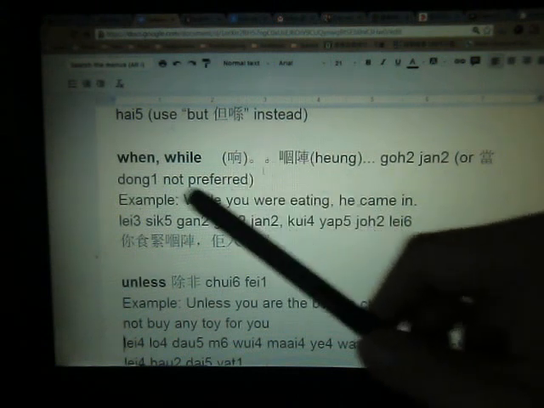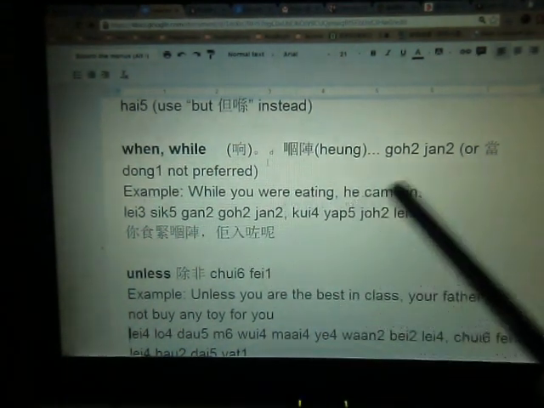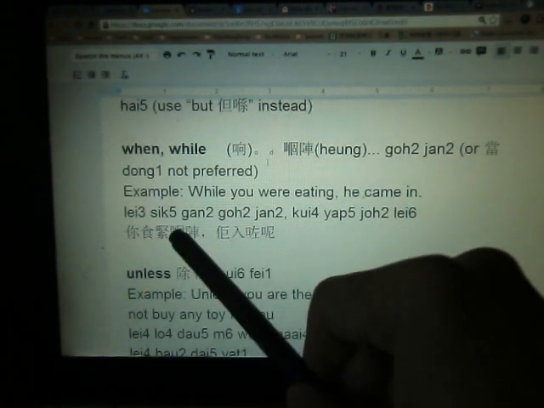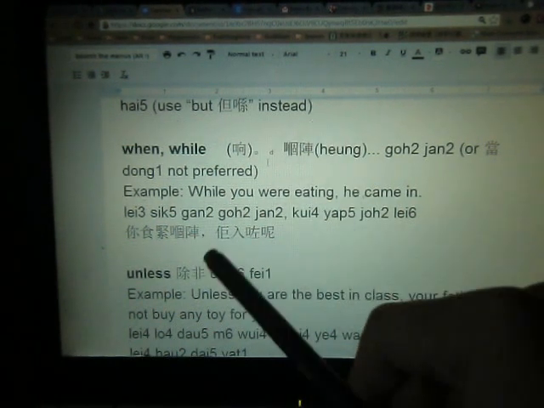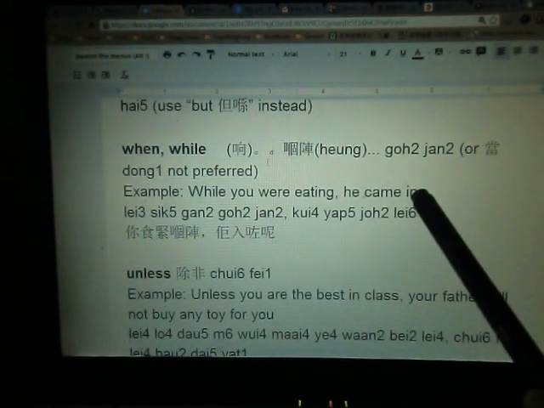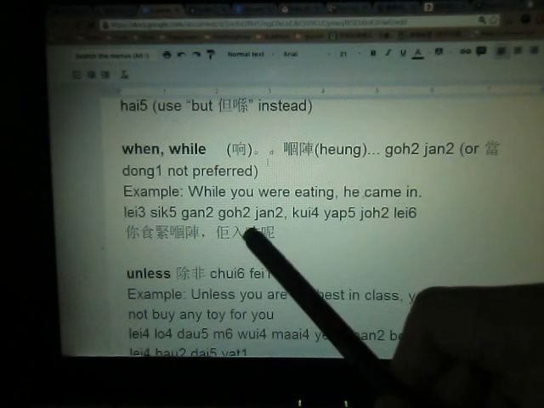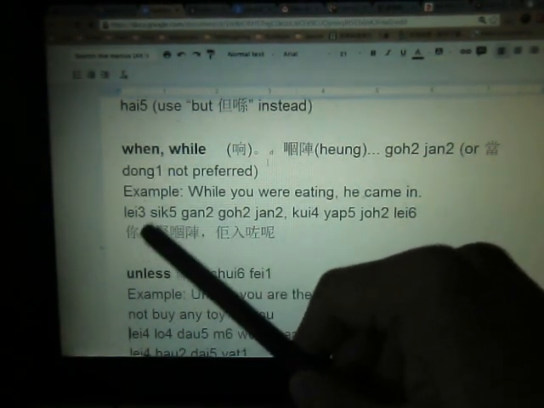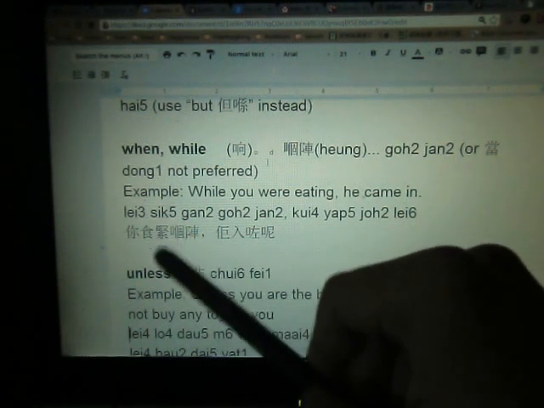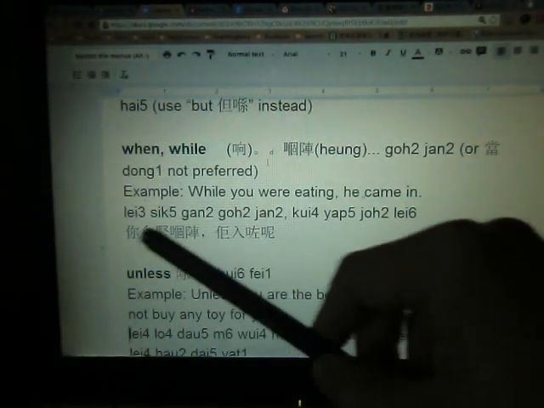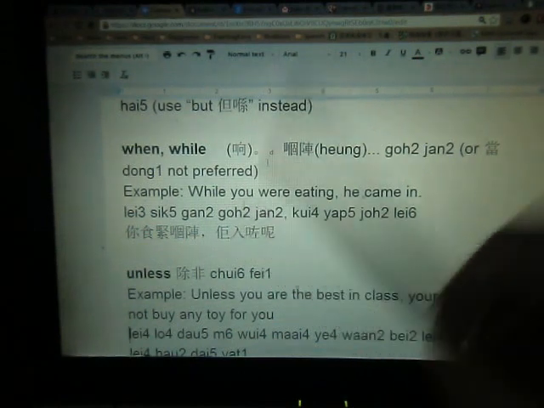So normally people would say something like this, for example, while you were eating, he came in, 你食緊, eating. 嗰陣 means at that moment, right? 佢入咗嚟, he came in, 咗 is the past tense, means the action is over, right? 佢入咗嚟, so he came in, right? 你食緊嗰陣, you eating at that moment, he came in, 你食緊嗰陣, 佢入咗嚟.